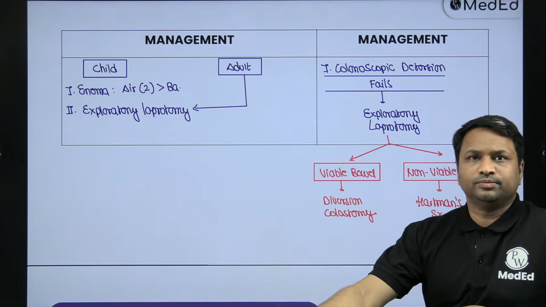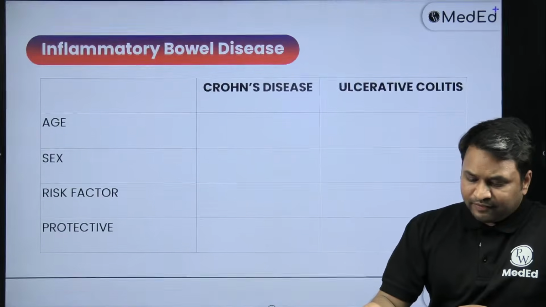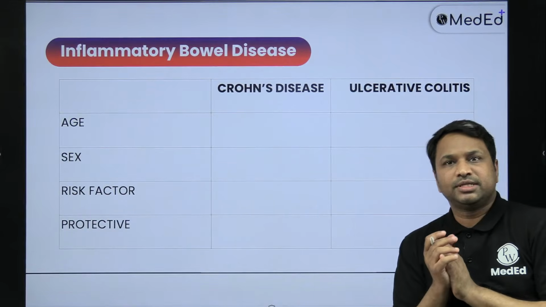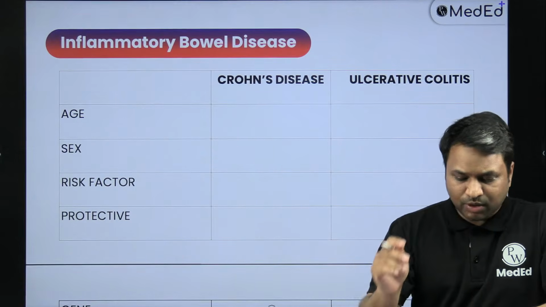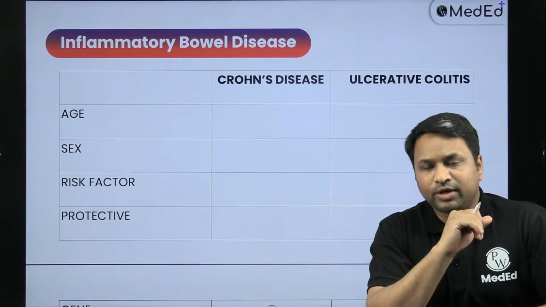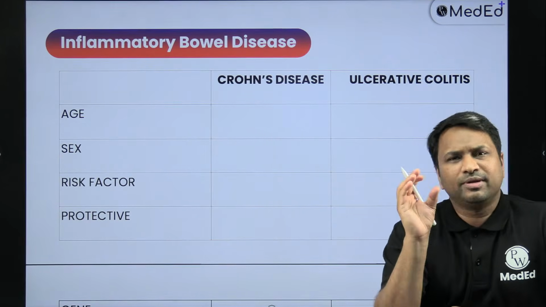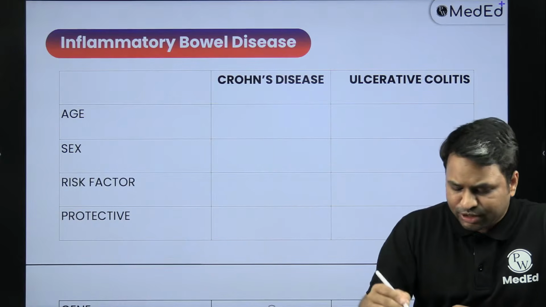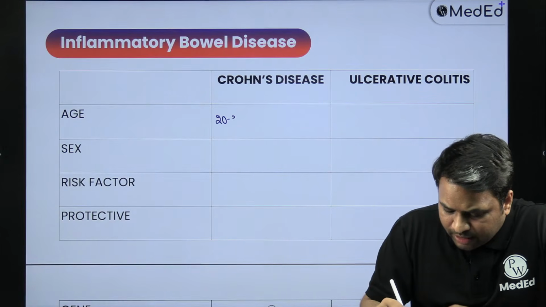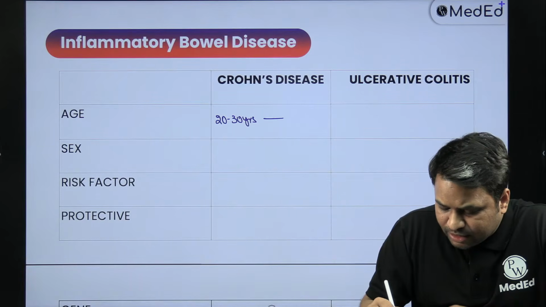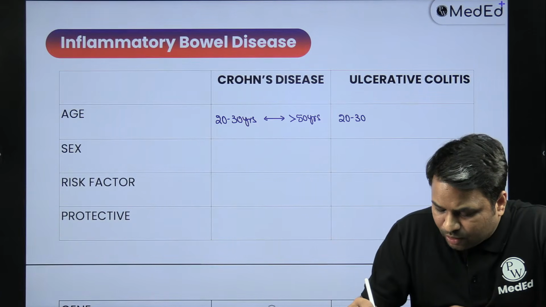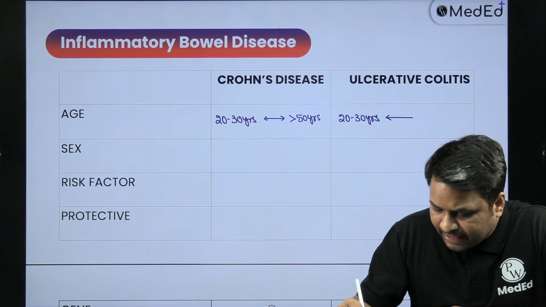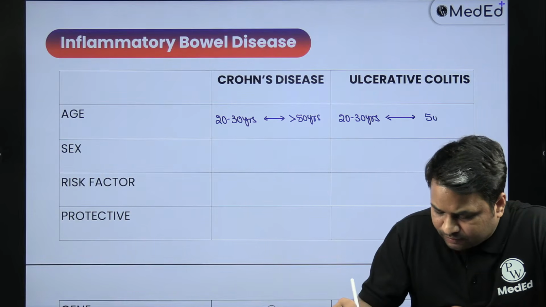Okay. Now, another very important topic that you'll see from your bowels is inflammatory bowel disease. In inflammatory bowel disease, you have Crohn's disease as well as ulcerative colitis. Both of them are IBDs, and the age of presentation is the same. Earlier, in a young age, it is 20 to 30 years, and the second peak that you will see is at the age of 50 years. So they are bimodal in presentation.